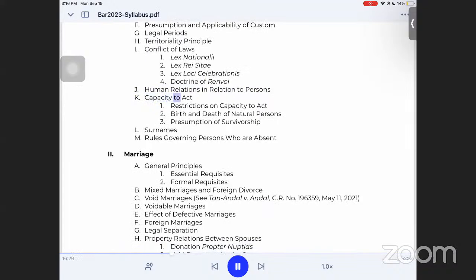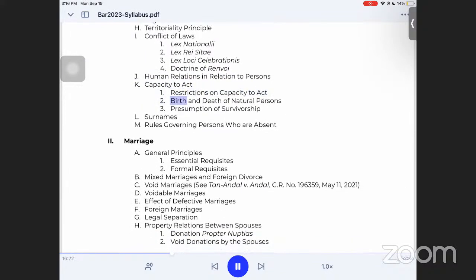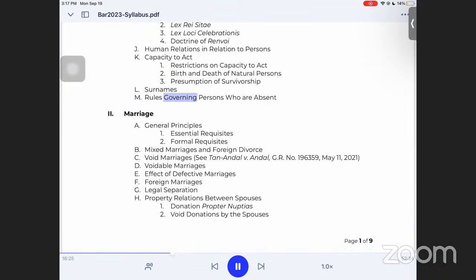K. Capacity to act. 1. Restrictions on capacity to act. 2. Birth and death of natural persons. 3. Presumption of survivorship. L. Surnames. M. Rules governing persons who are absent.